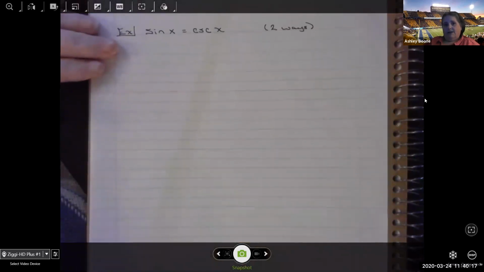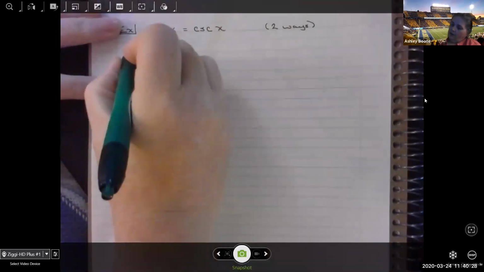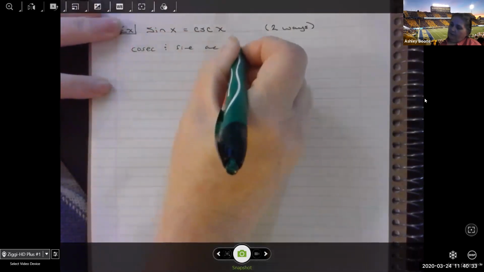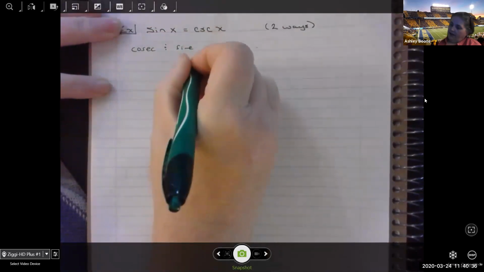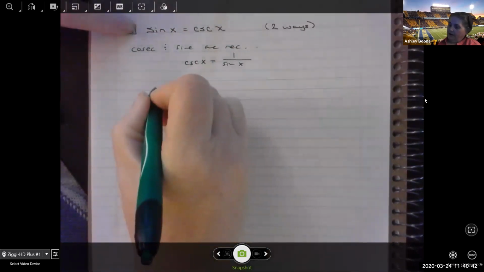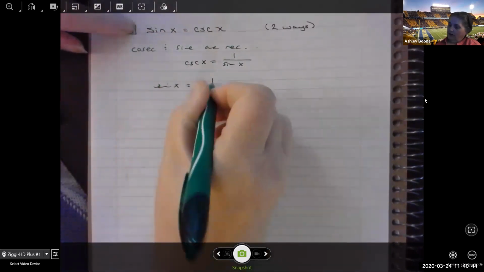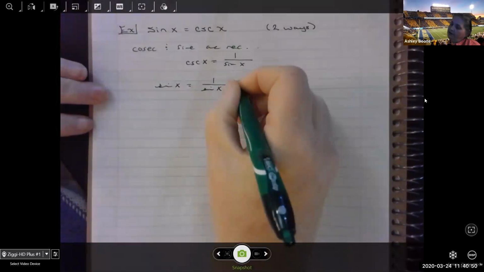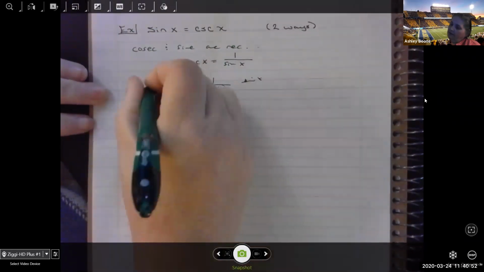Last example for this video. Sine of x equals cosecant of x. Now, we have a couple ways we can do this. First, well, one way. We know that cosecant and sine are reciprocals of each other. I know that the cosecant of x can be written as 1 over the sine of x. So what I really have here is sine of x equals 1 over the sine of x. I can get rid of fractions. I can multiply both sides by this denominator.